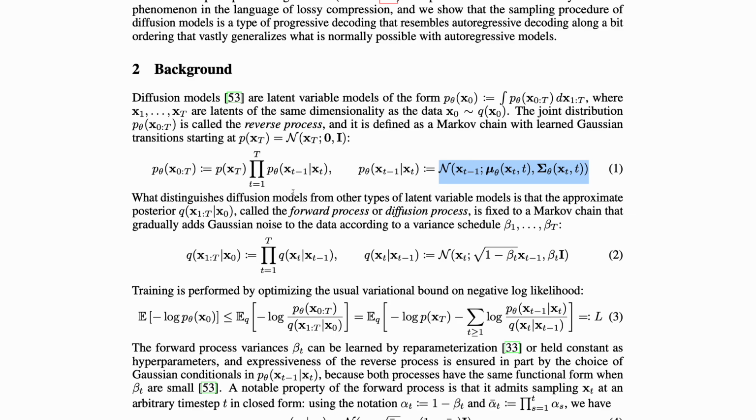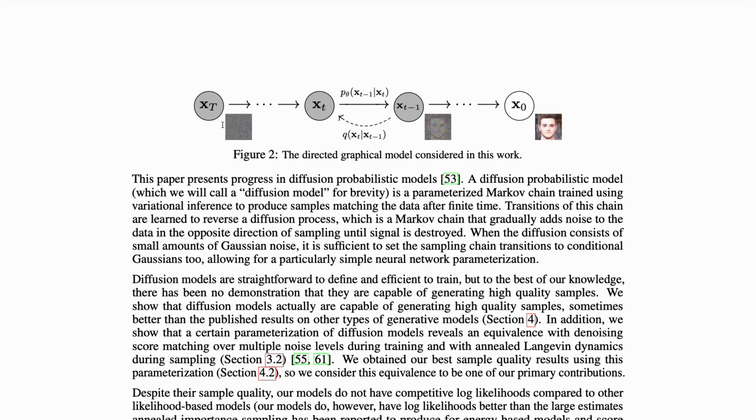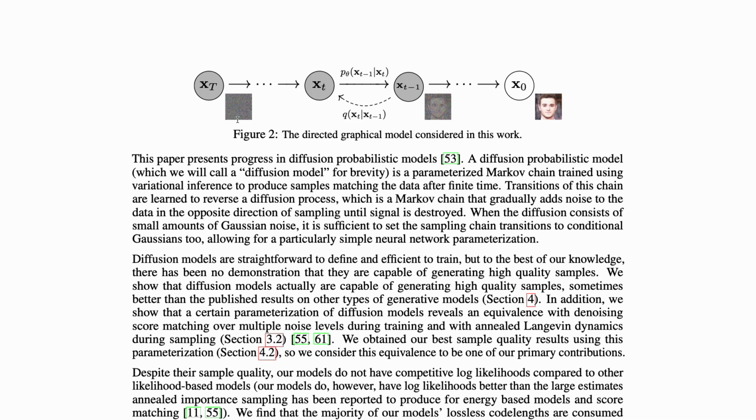Okay. What distinguishes diffusion models from other types of latent variable models is that the approximate posterior, called the forward process or diffusion process, is fixed to a Markov chain that gradually adds Gaussian noise to data according to a variance schedule beta 1 to beta T. Okay. So in this diffusion model we gradually add noise using some schedule beta 1 to beta T, and then we use some form of prediction to predict the noise that is added at each step.